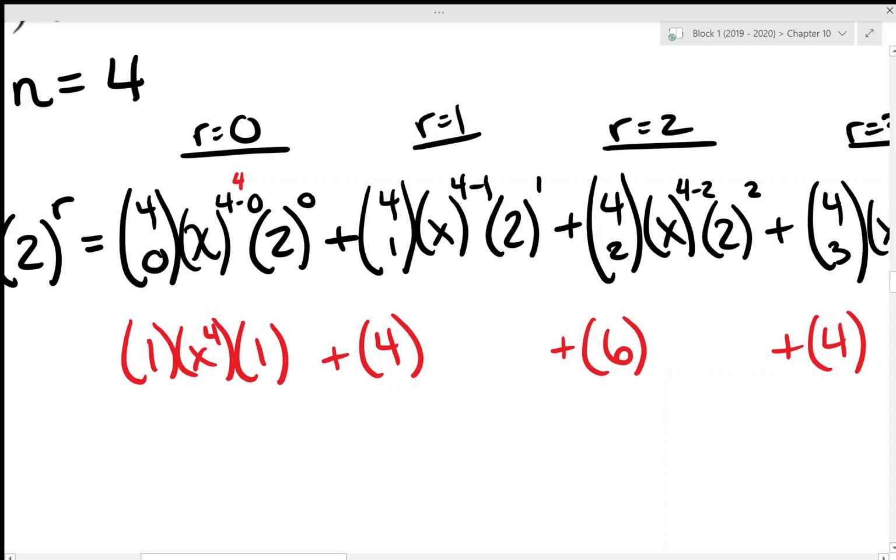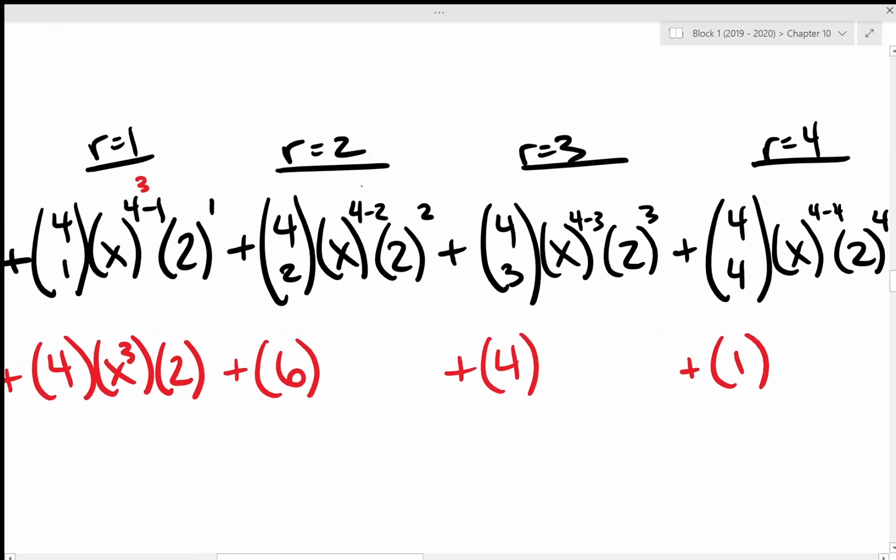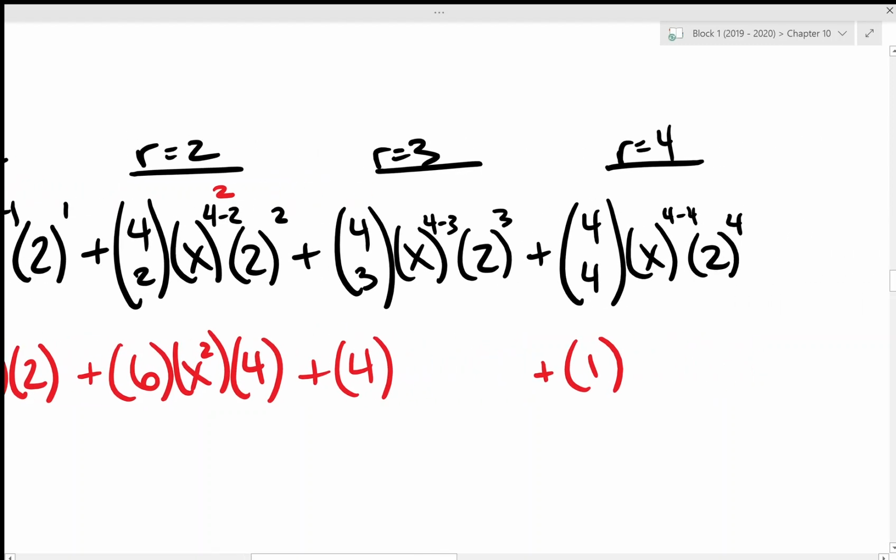So now 4 minus 1 is 3, so it's going to be x to the third, 2 to the first, which is 2. 4 minus 2 is 2, so it's x squared times 2 squared, which is 4. 4 minus 3 is 1, so it's going to be x to the first.